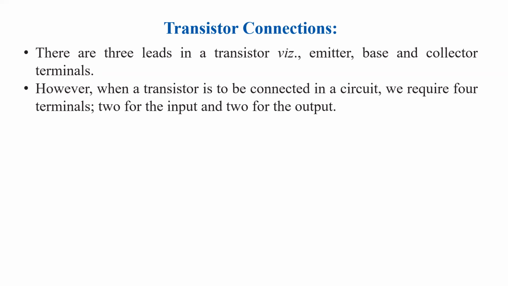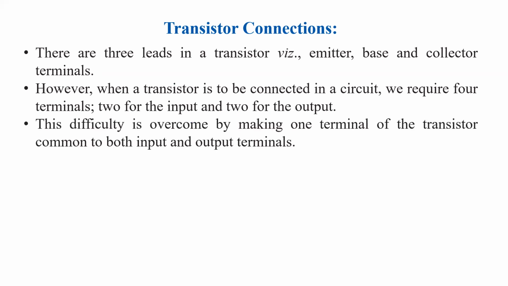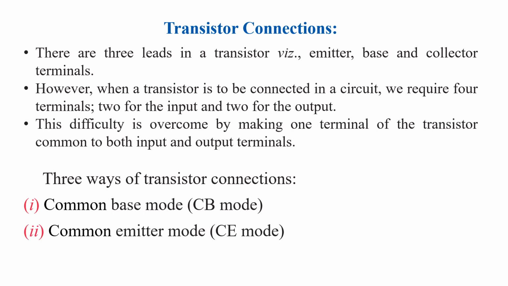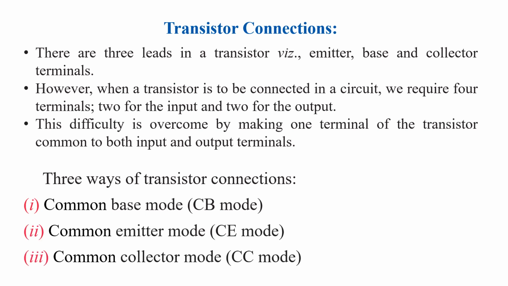Because there are only three terminals in a transistor, a technique is used to make four terminals effectively in a circuit. To overcome this difficulty, one terminal of the transistor can be common for both input and output. Any one terminal can be made common for input and output. Based on that, there are three ways of connecting the transistor in a circuit: common base mode, or CB mode, common emitter mode, or CE mode, and common collector mode, or CC mode.